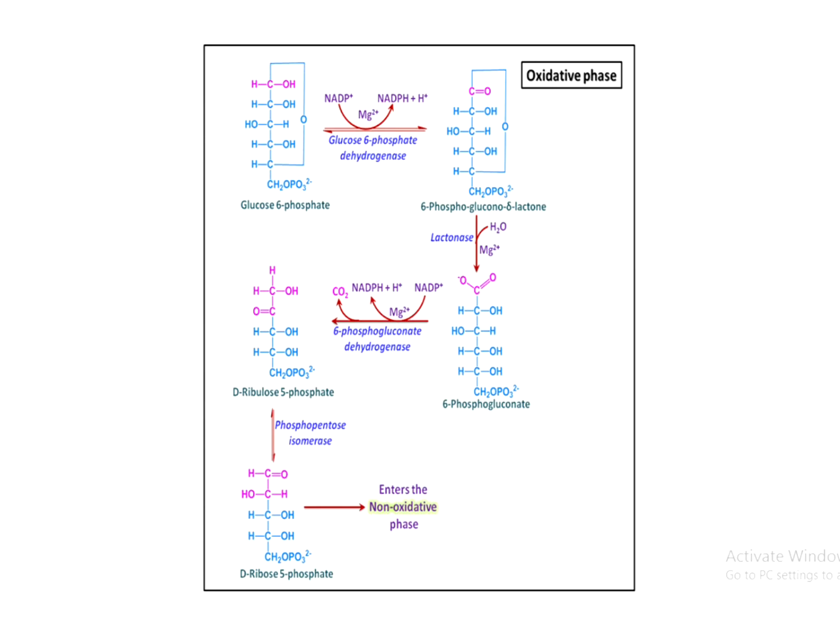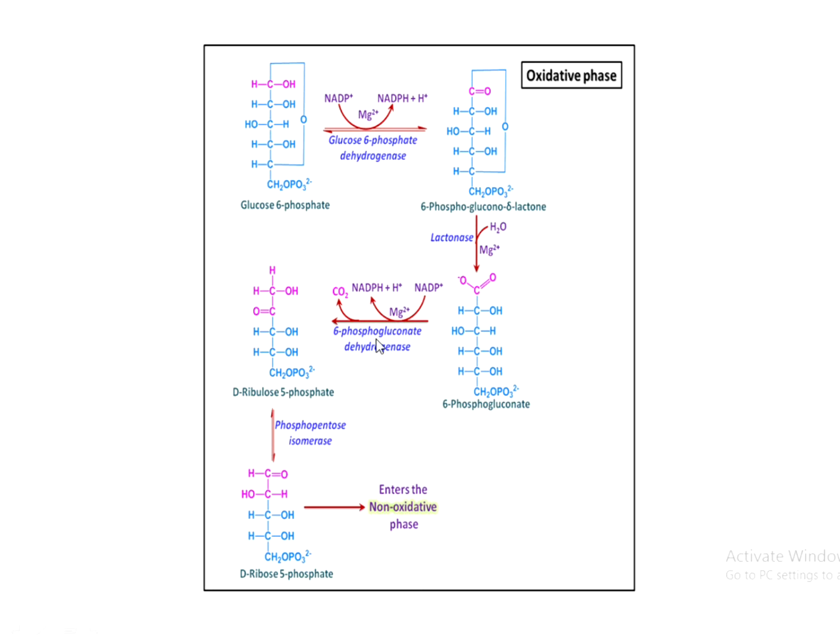This is the pathway. There are two phases, the oxidative phase and the non-oxidative phase. First, the oxidative phase. Here glucose 6-phosphate undergoes reaction with glucose 6-phosphate dehydrogenase, and in between NADP positive is converted into NADPH plus H positive and we get 6-phosphoglucono delta lactone. Then this reacts with lactonase and water is released. Then we get 6-phosphogluconate.